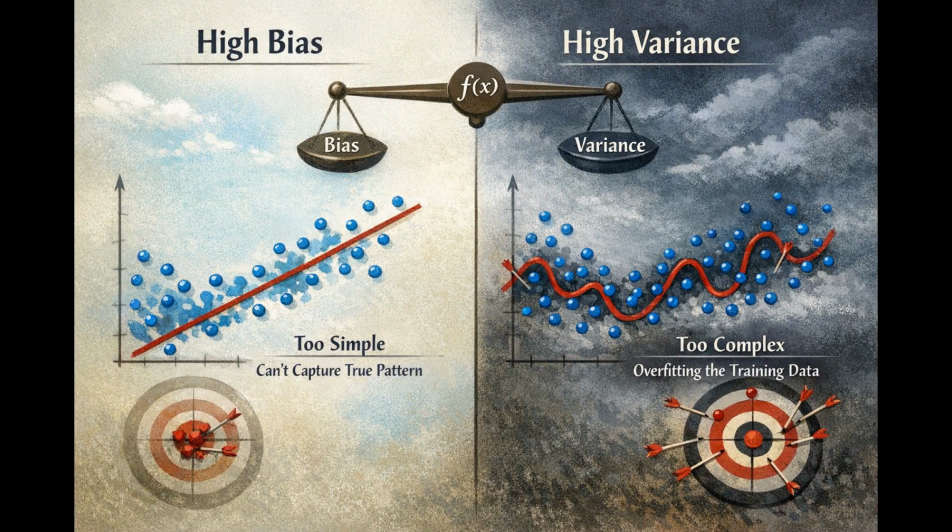High bias means the model is too simple and cannot capture the true pattern, while high variance means the model is too sensitive to the training data and may overfit. In an ideal world, we would like to have both low bias and low variance, but in reality, achieving both simultaneously is very challenging.